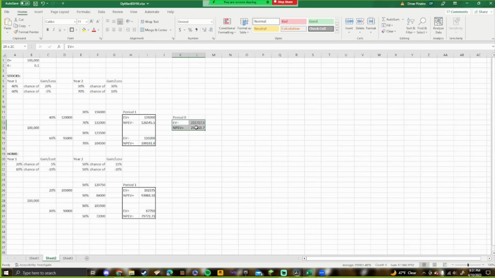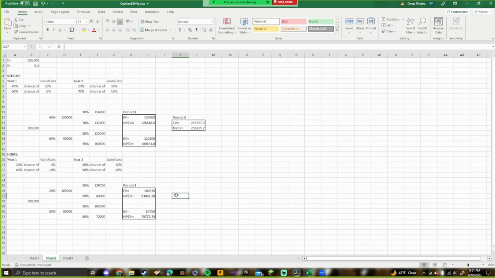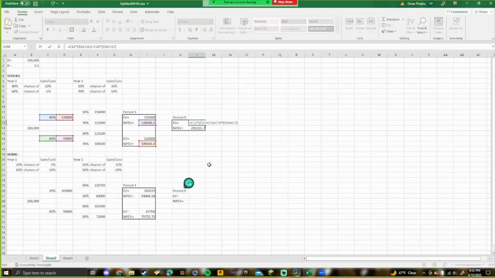Now you have your period 0 to do. Period 0. So you have your EV and your NPEV. All right, these versions are a little bit different compared to these right here. If you look at your EV, it's just this area. But if you look at our EV here, it is the percentage chance times that year's values plus the NPEV of that route. So I'll do it right here.